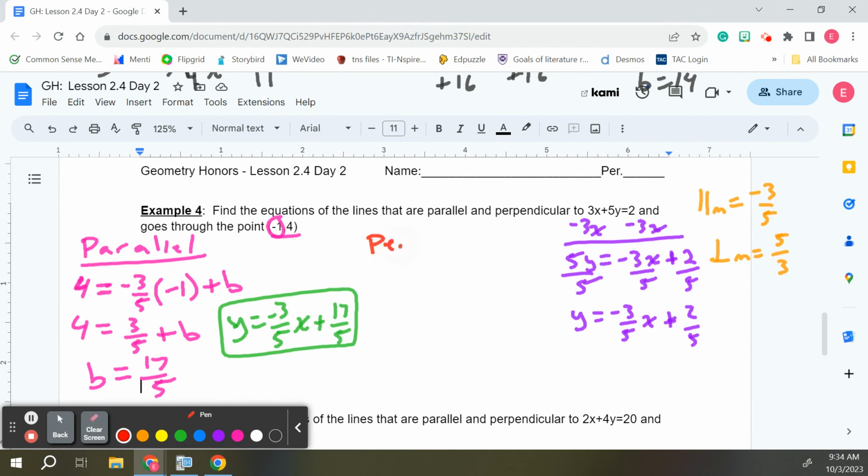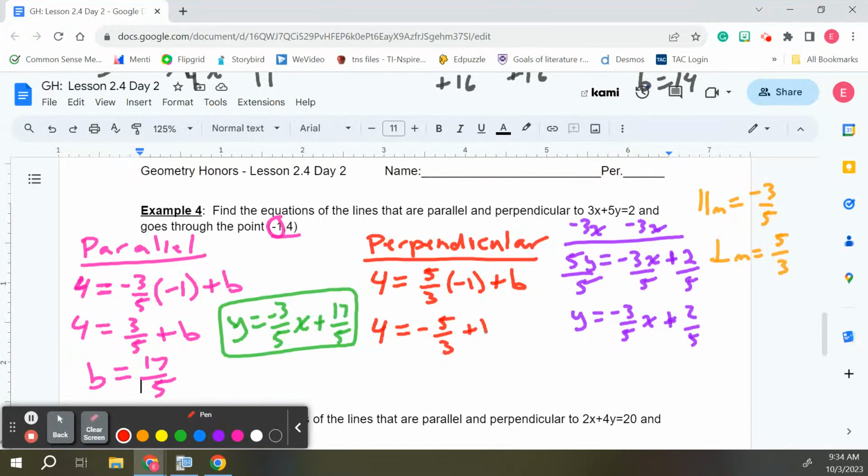Let's talk perpendicular. Now I'm going to use the same setup, except the slope's going to be different. So this will be 5 over 3 instead. So this will be 4 equals 5 over 3 times negative 1 plus b. So I'm going to have 4 equals negative 5/3 plus b. I will add 5/3 to each side.